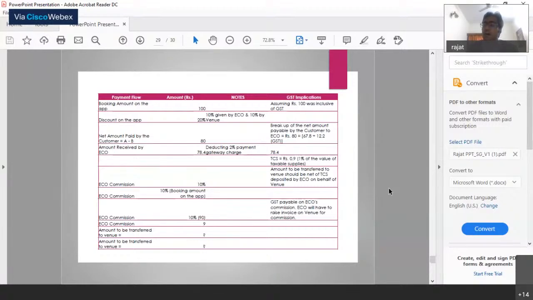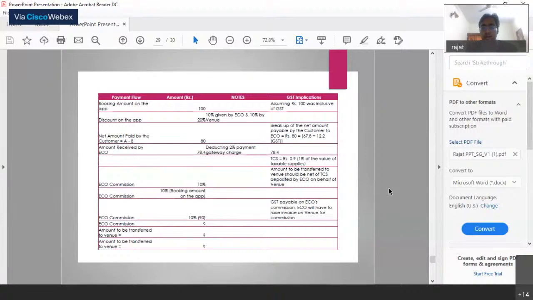The 10% discount given by the e-commerce operator would be in the nature of subsidy and would be included in the value of the supply. Therefore, tax collection at source would be on ₹90 as opposed to ₹80, as many would think.